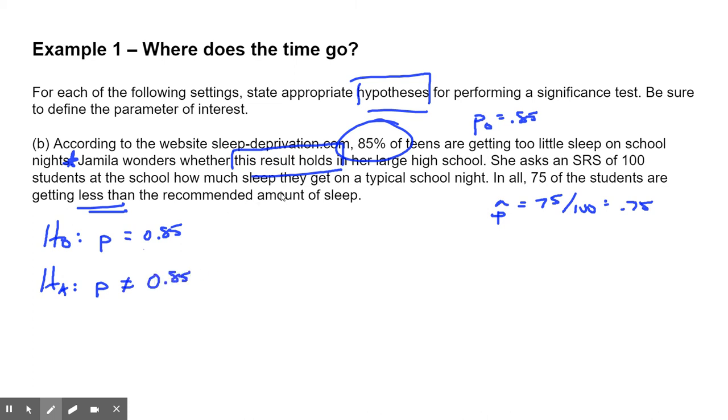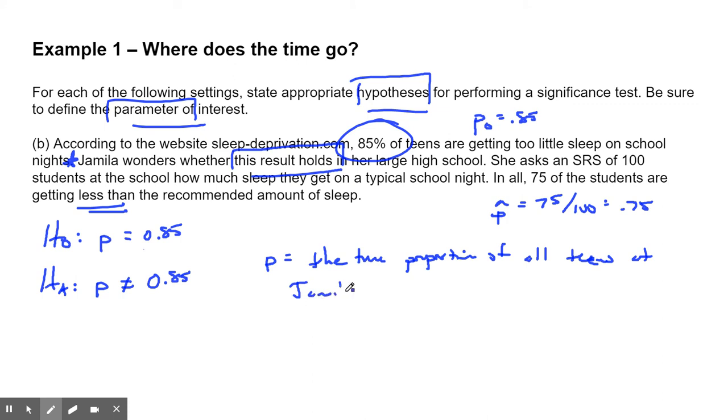Maybe her school gets more sleep. Maybe her school gets less sleep. We don't really care. We just want to know if it doesn't equal that. Okay? All right. And then we define what our parameter is. Our parameter is P equals the true proportion of all teens at Jamila's school, Jamila's high school, getting too little sleep on school nights.